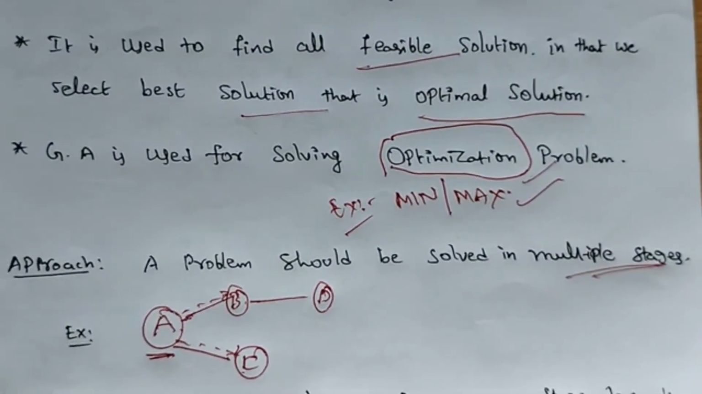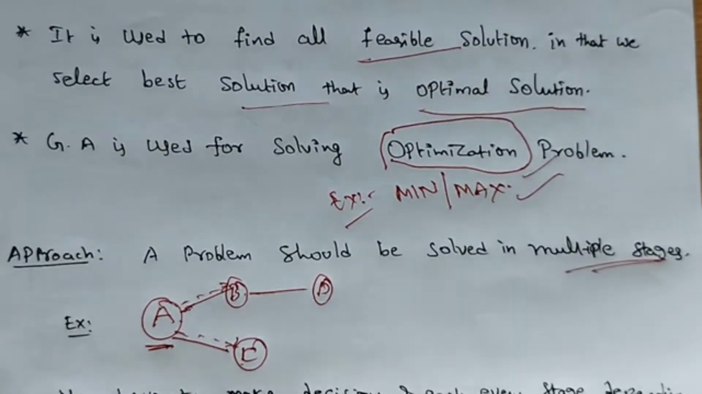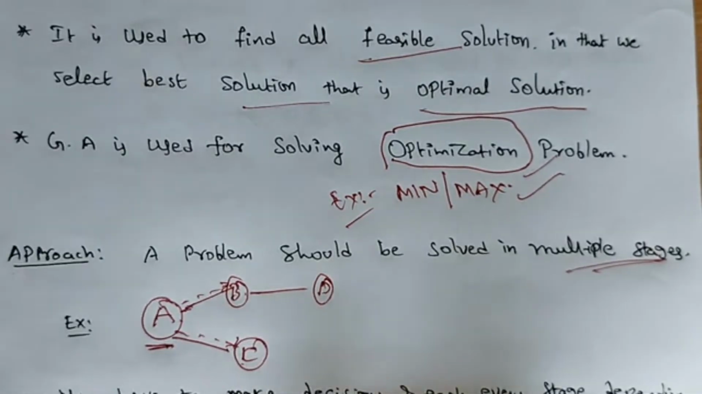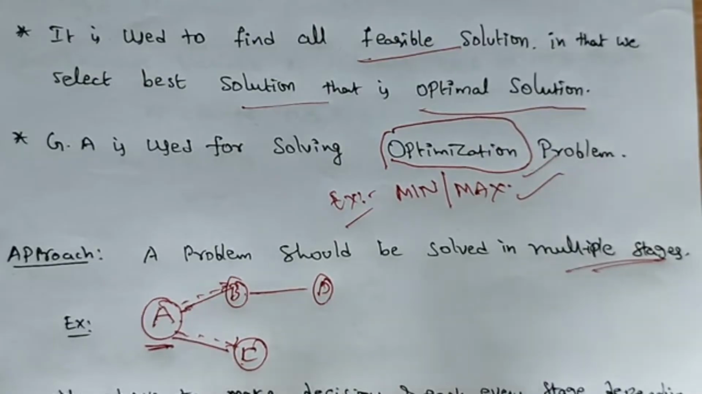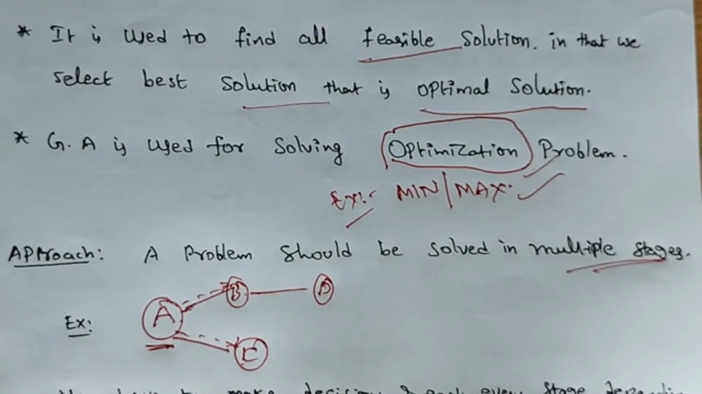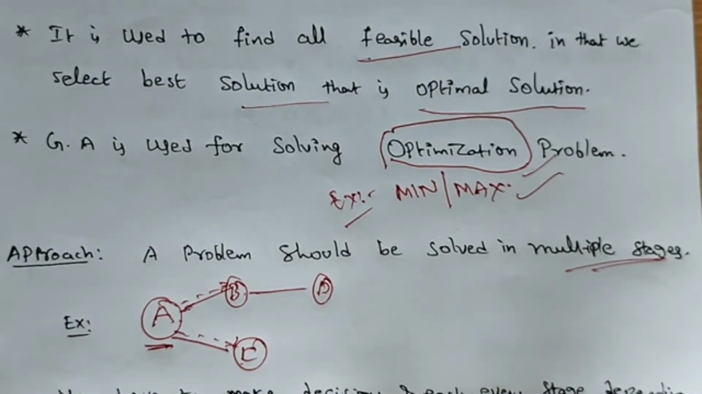What is the general algorithm? The general algorithm is Greedy(A, n), where A is the array and n is the number of elements. The solution equals phi, the empty set. At the initial stage there are no inputs, so the solution is phi.